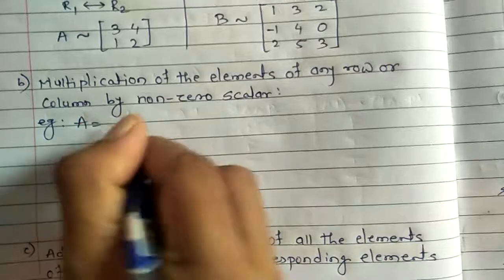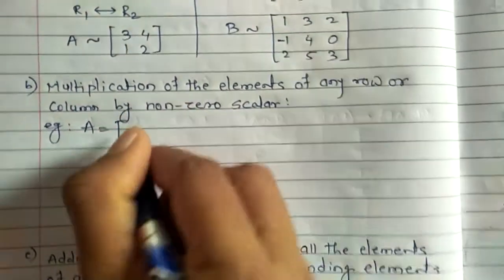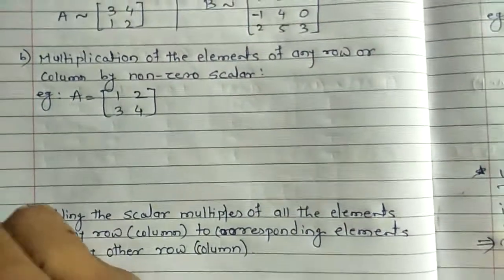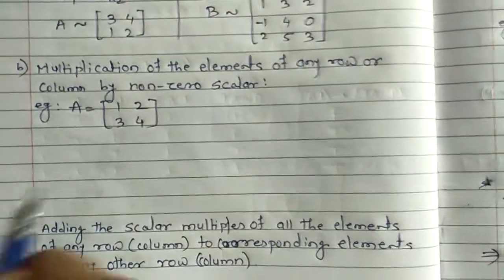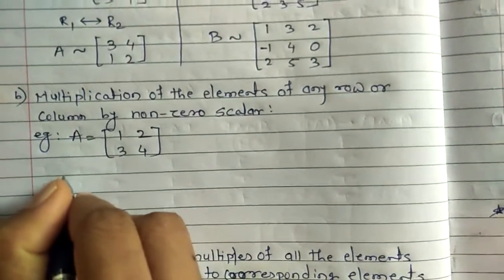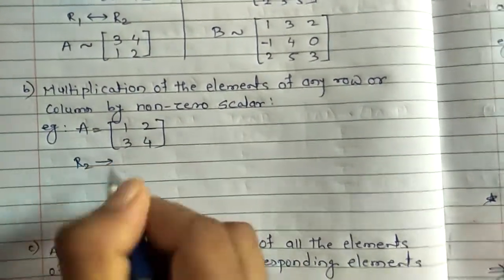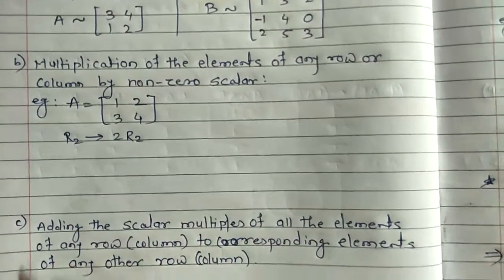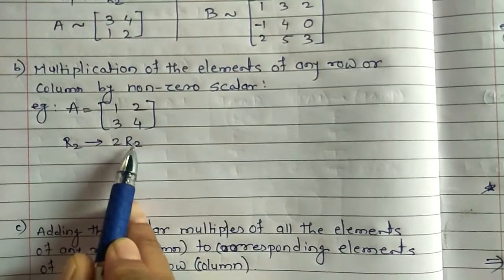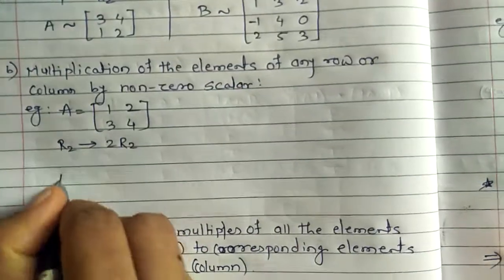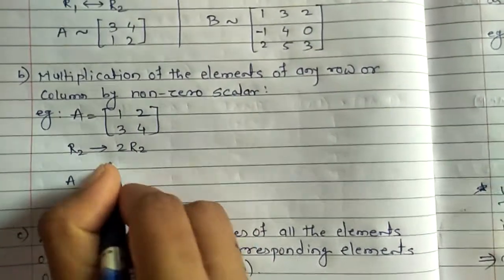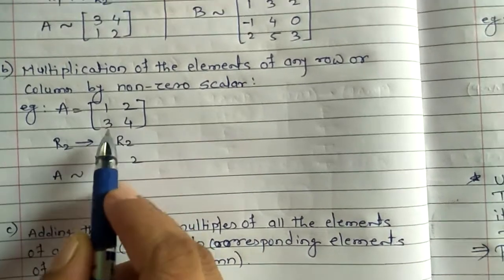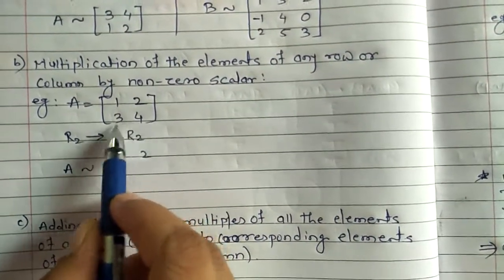Let the matrix A have order 2 cross 2, again 1 2 3 4. Then we multiply the second row by 2. So we apply the operation on the second row: the second row is changed to 2 times the second row. We multiply the scalar 2 on the second row. So matrix A can be written with the first row 1 2 as it is. Only the second row changes, we multiply each element of that row by 2.